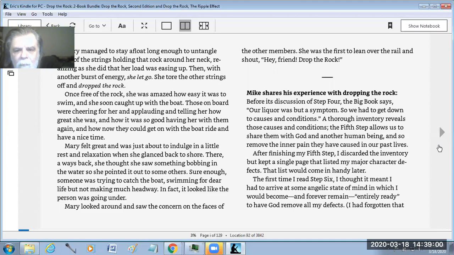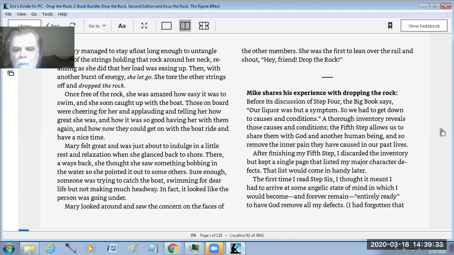Before its discussion of step 4, the Big Book says our liquor was but a symptom, so we had to get down to cause and conditions. A thorough inventory reveals those causes and conditions. The 5th step allows us to share them with God and another human being, and so remove the inner pain they have caused in our past lives. After finishing my 5th step, I discarded the inventory, but kept a single page that listed my major character defects. That list would come in handy later.